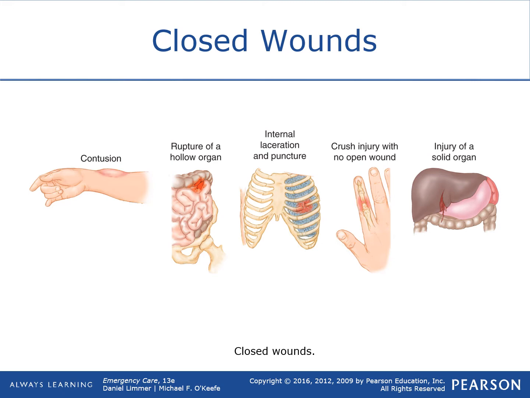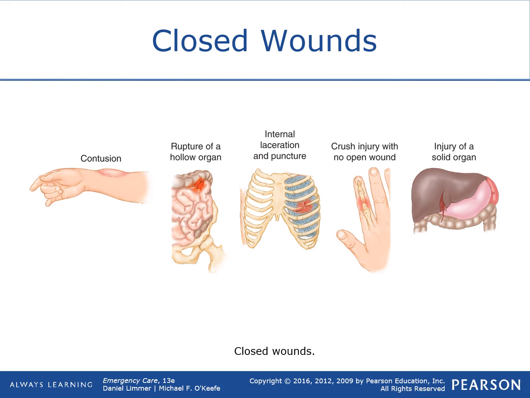So here's some of the closed wounds that we can see. We talked about contusion or bruising. You can have a rupture of a hollow or solid organ. You can have a crush injury with no open wound, and you can have internal laceration. Internal laceration typically comes from a fractured bone, and the sharp sides of a fractured bone can lacerate the organs that the bone is meant to protect.